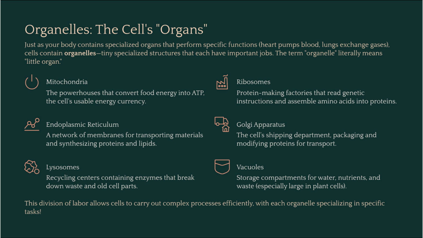Inside the eukaryotic cell, you find many tiny specialized structures called organelles. The word organelle literally means little organ, and just like your heart or lungs, each one has a specific job. They work together as a highly coordinated team to ensure the cell can perform all the complex functions necessary for life. It's this division of labor that makes eukaryotic cells so incredibly efficient.